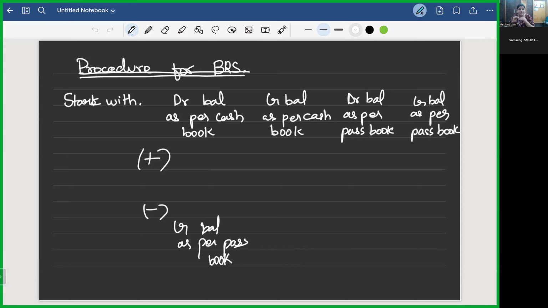Now when we start with debit balance as per cash book, we add certain items, subtract certain items, and we get credit balance as per passbook if it is a positive figure. What if the answer is negative? Then it is debit balance as per passbook.